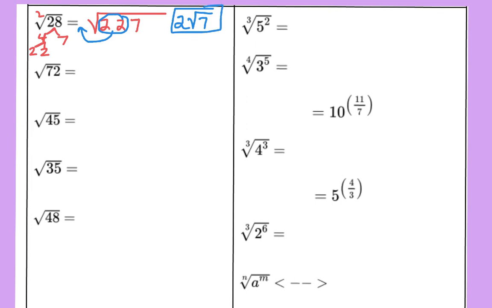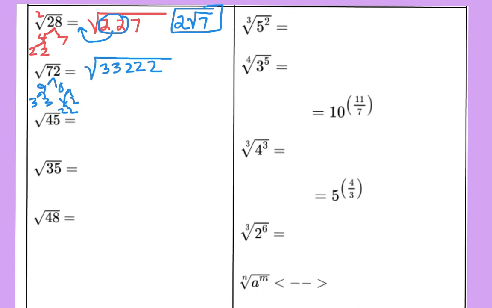Let's do the same thing for 72. So 72 is 9 times 8. 9 is 3 times 3. 8 is 4 times 2. And 4 is 2 times 2. So square root of 72, if I prime factor that, is 3 times 3 times 2 times 2 times 2.